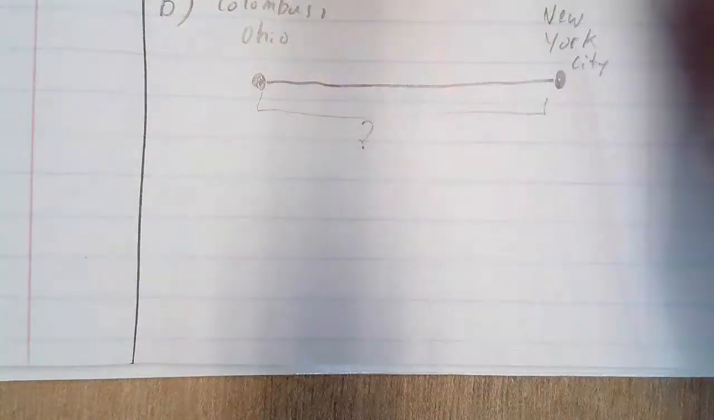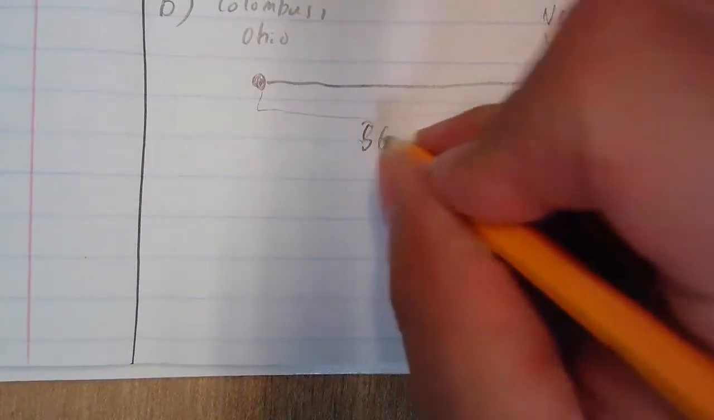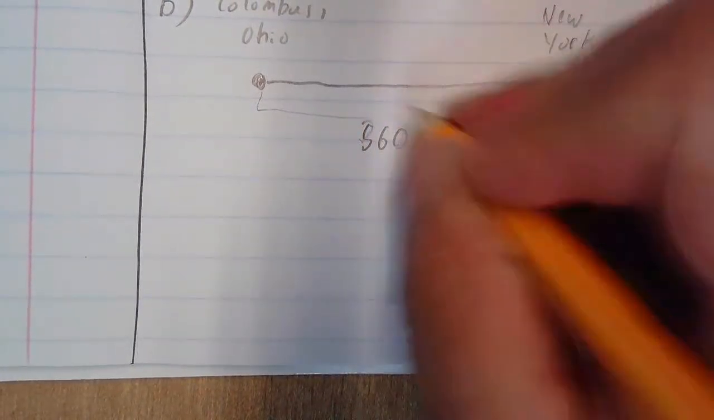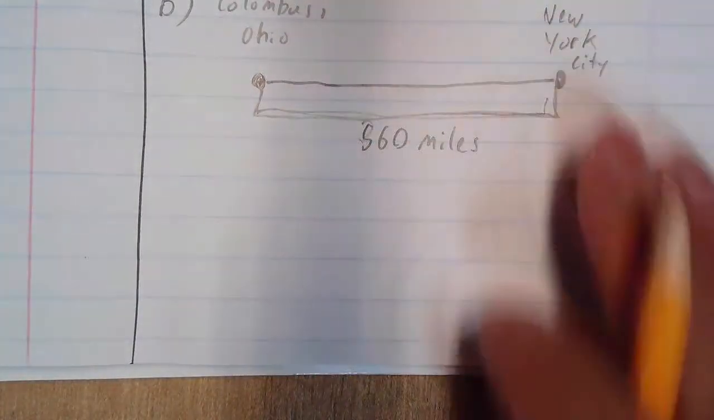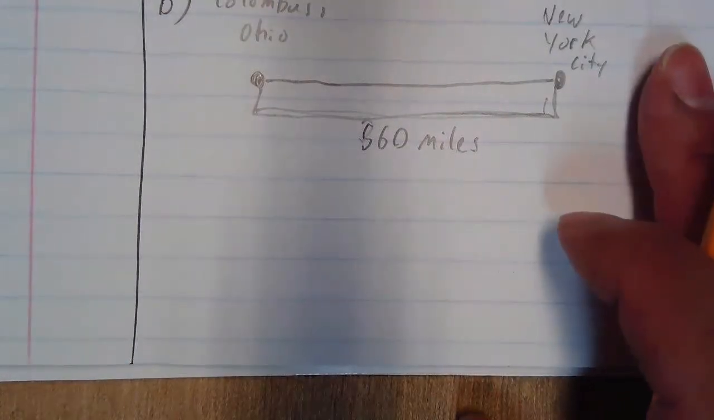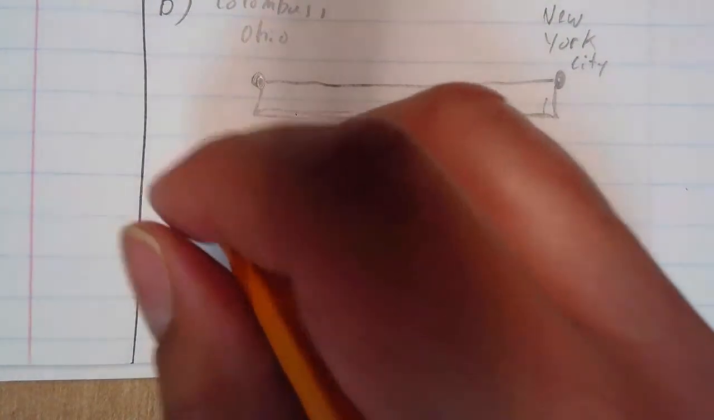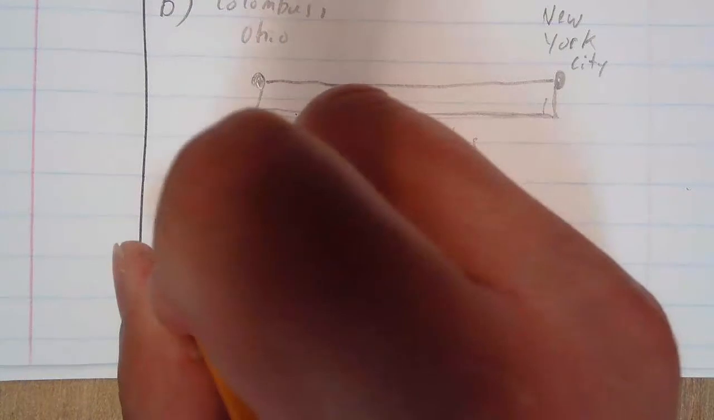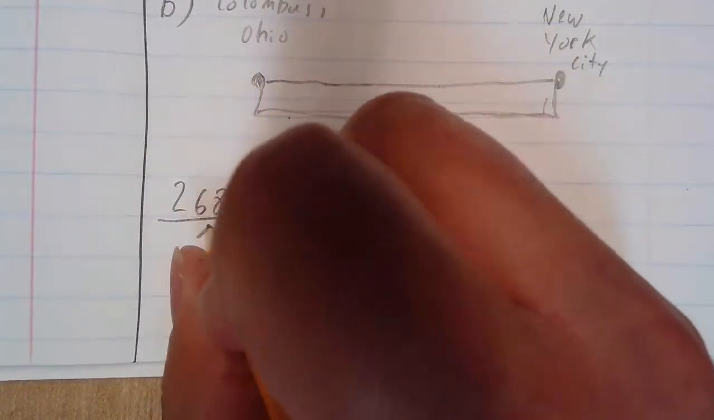see what happens when you don't read the problem correctly? We know the miles. It is 560 miles, about. Okay. So we have this super duper train that goes really fast. Now, this train goes 268 miles per hour.